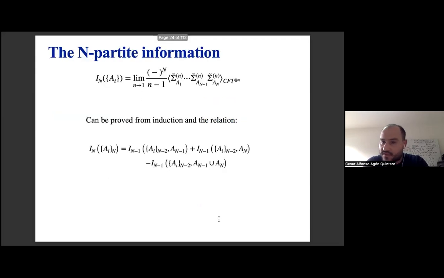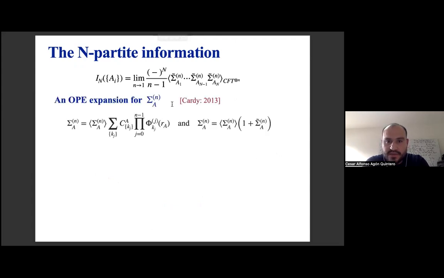And it turns out that this formula actually generalizes for an arbitrary number of regions. So the N-partite information, you can compute it just by computing this correlator of n twist operators. And this is the thing that we're going to do. This formula can actually be proved by induction using this recursive relation between I_n and I_{n-1}. But we are not going to do the proof here.